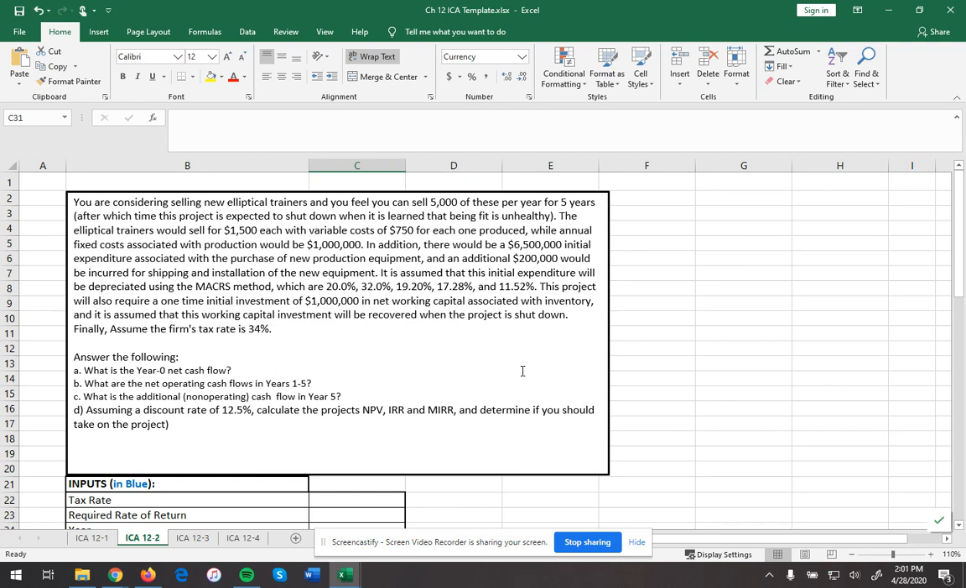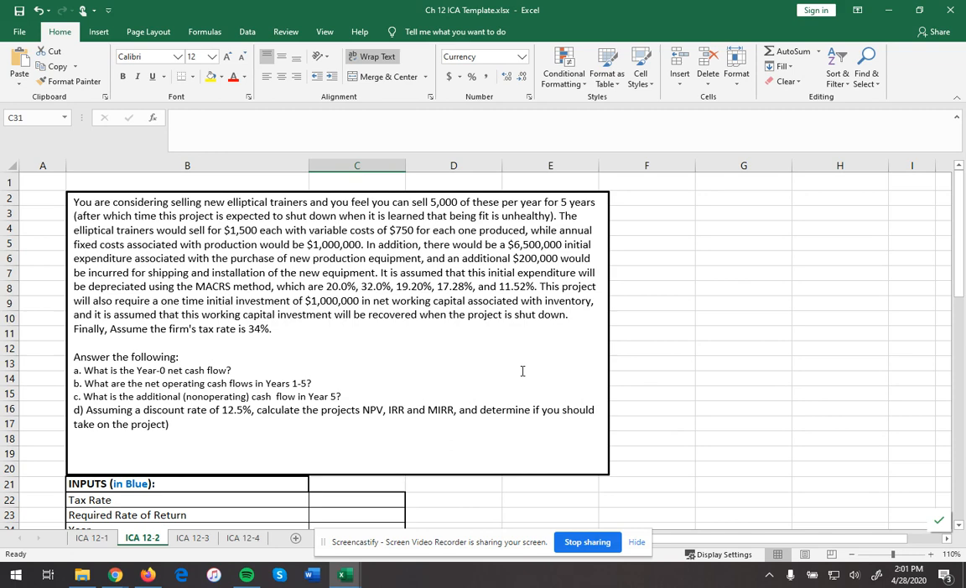So we're going to answer the following questions. What's the year zero cash flow? What are operating cash flows for years 1 through 5? Any additional non-operating cash flows in year 5? And then assuming a discount rate of 12.5%, calculate NPV, IRR, modified IRR, and determine if you should take on the project. Okay, we're kind of putting everything together that we've talked about over the last few weeks.